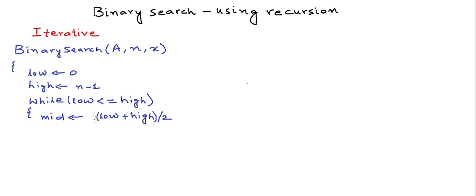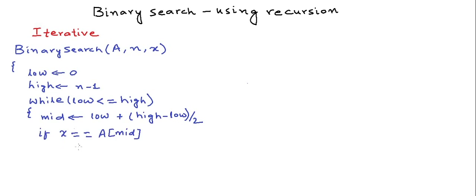It's a better practice to calculate mid as low plus high minus low upon 2, which is the same thing except that we are not calculating low plus high. Sometimes low and high individually are within the range of an integer variable, but high plus low overflows the range or limit of an integer variable. Now there are three conditions. If x is equal to the middle element, we have found x in the array, so our search is over. We return the index mid and exit.